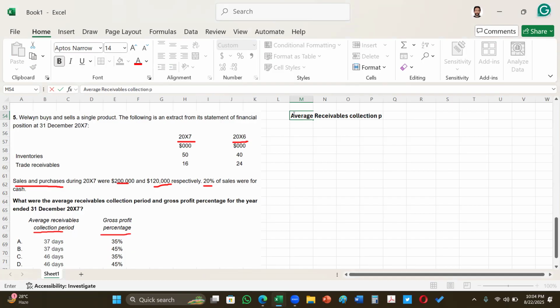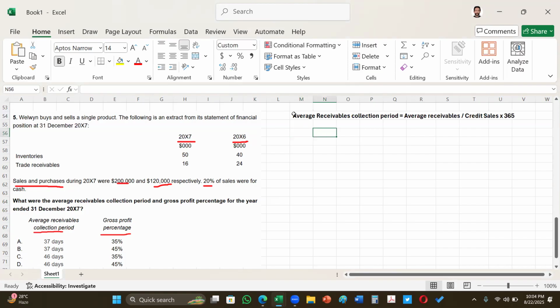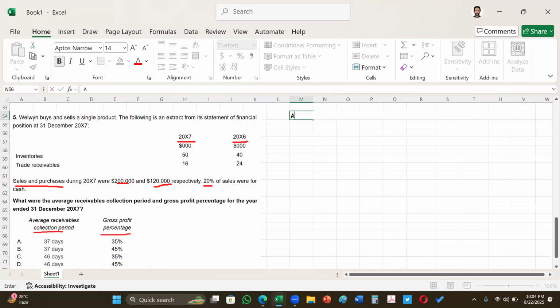If we consider this information, we're trying to calculate the average receivables collection period. That would be your average receivables divided by your credit sales. That is important to remember, multiply by 365. So let's quickly deal with the average receivables. Can someone do the math for me here?